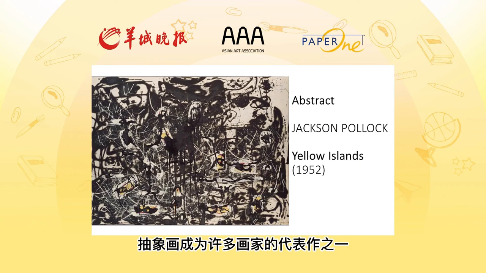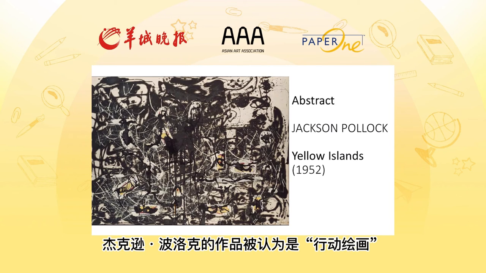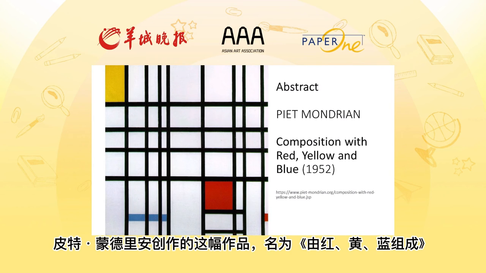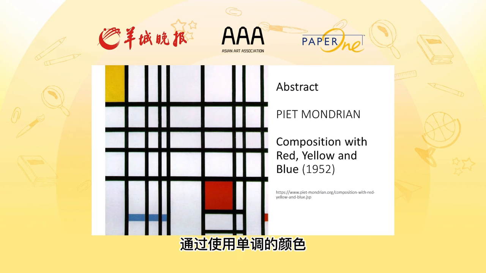One of the styles that has become famous among many painters is abstract, including me. This painting is painted by Jackson Pollock. He is a famous reference painter for abstract painting. Jackson Pollock's style is called abstract expressionist action painting. The next painting is by Piet Mondrian. Piet Mondrian produced this painting titled Composition with Red, Yellow and Blue in the year 1952 by using flat colors. As we can see here, Piet Mondrian used flat colors arranged in a grid composition.